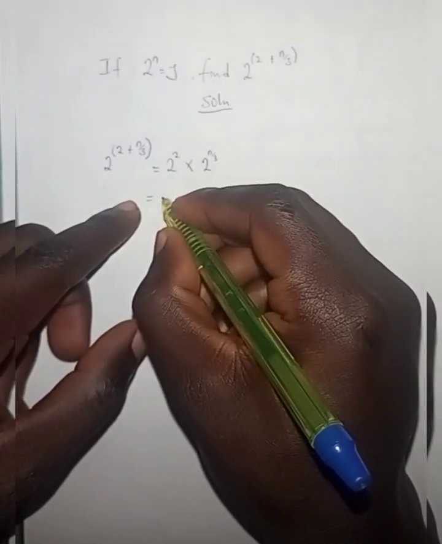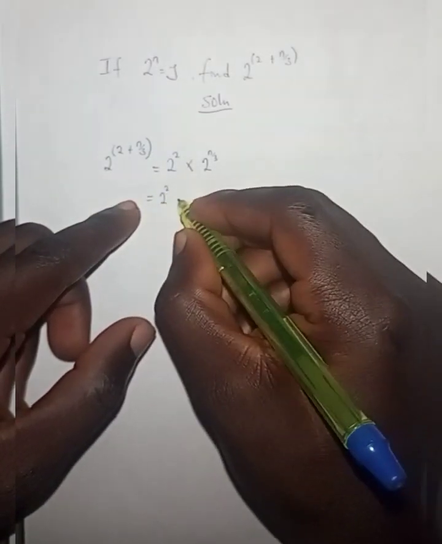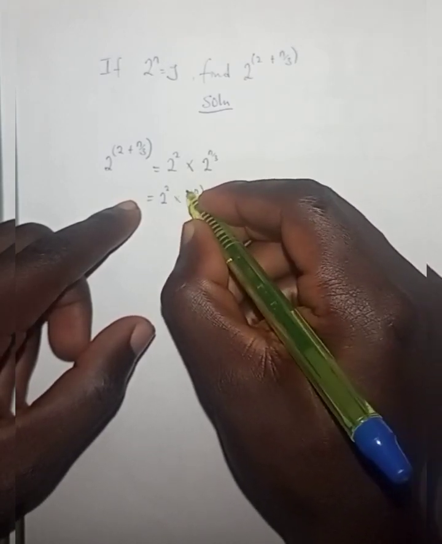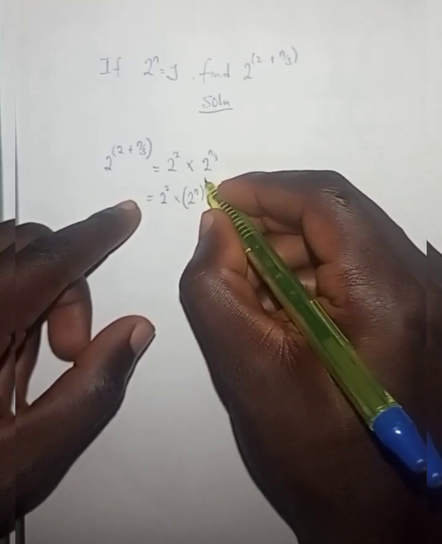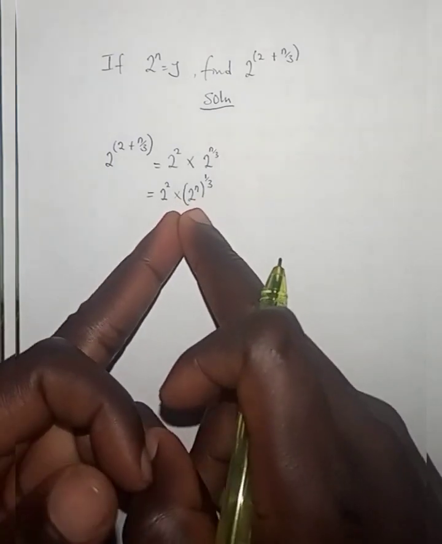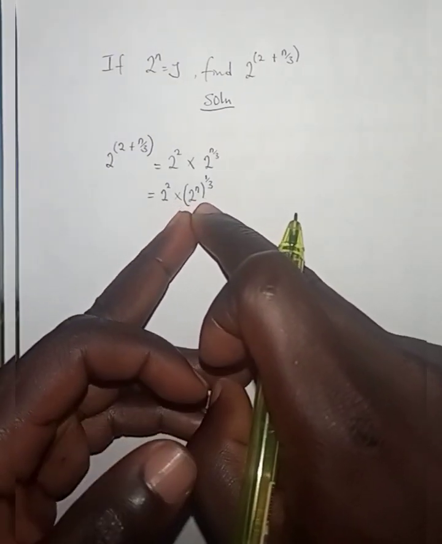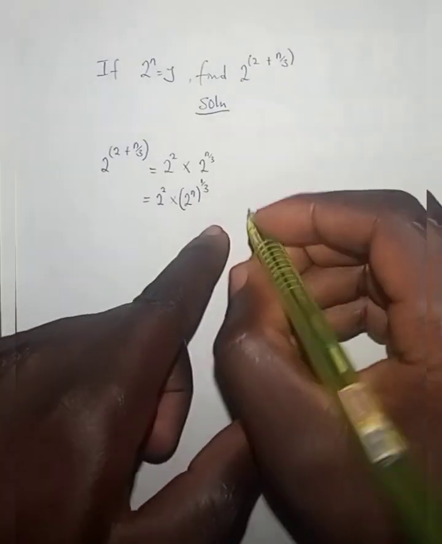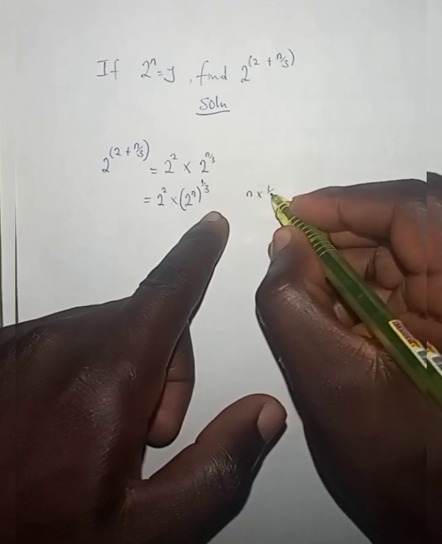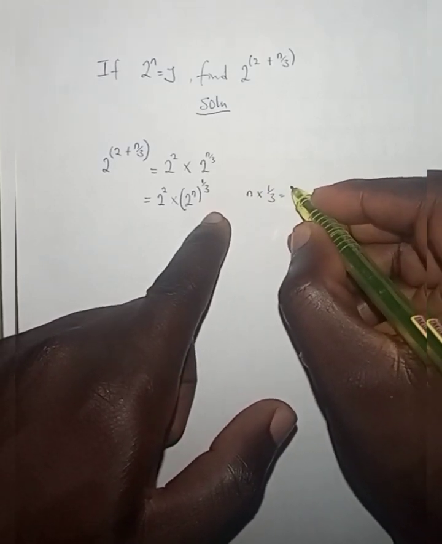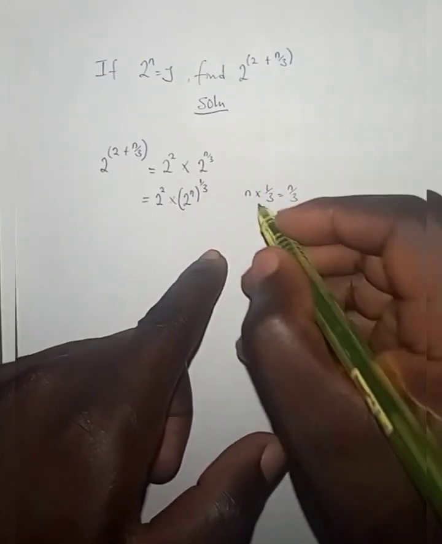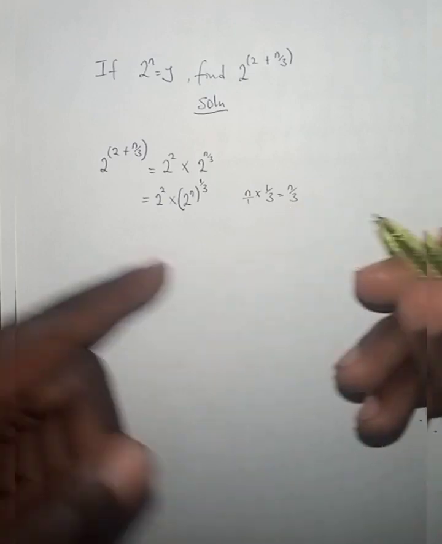Which this can also be put as 2 to the power of 2 times 2 to the power of n to the power of 1 over 3, where our base is having more than one power. We multiply, which is n times 1 all over 3, which is the same thing as n over 3. n times 1 is n, then 1 times 3 is 3.